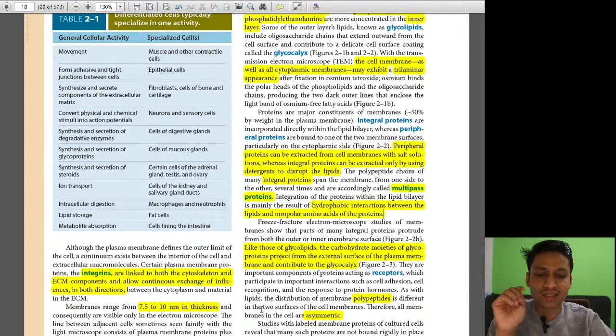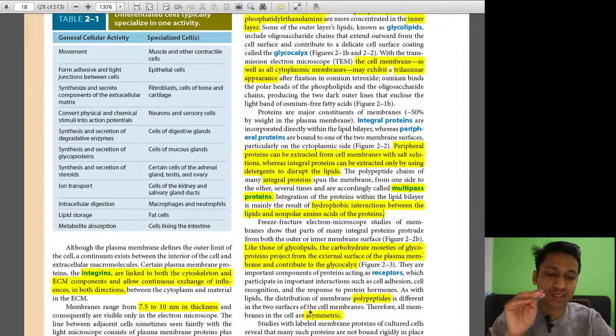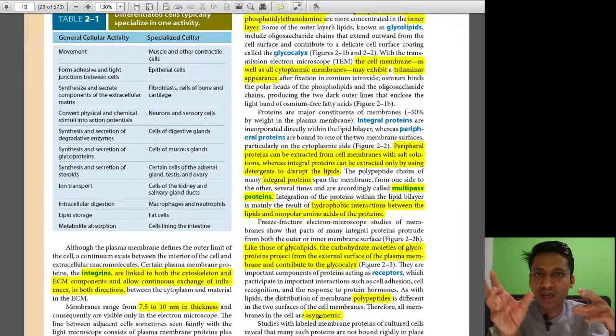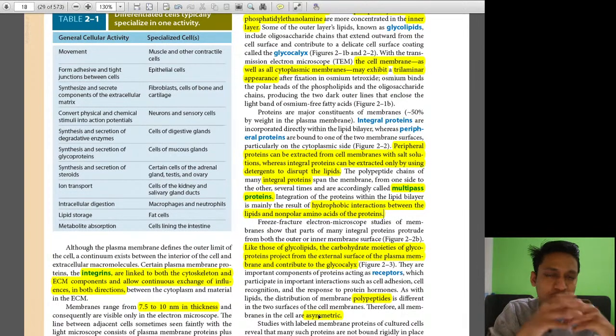As well as lipids, the distribution of the membrane polypeptides is different on the two surfaces of the cell membrane. Therefore, all membranes in the cell are asymmetric. So we know the distribution of the proteins, the polypeptides, is different, and that's why it makes the membrane asymmetric. Somewhere it's integral proteins, somewhere it's peripheral proteins, and whatever type of arrangement is not fixed, and that's why we have an asymmetric membrane.